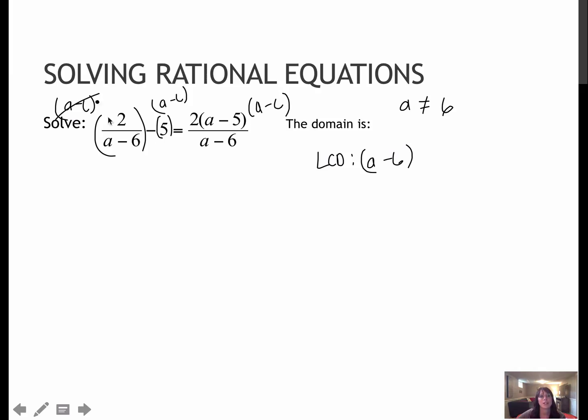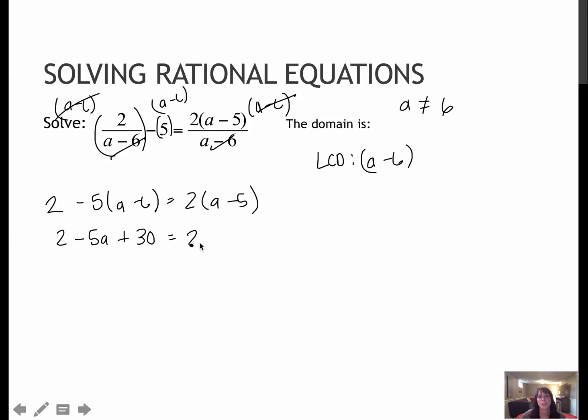So what happens is those a minus 6's cancel, which gives me 2. This one gives me negative 5 times a minus 6. And my last one is 2 times a minus 5. Now this is a fairly simple equation that I can go ahead and solve. Be careful for that double negative on the left side. I will go ahead and subtract the 2a from each side.